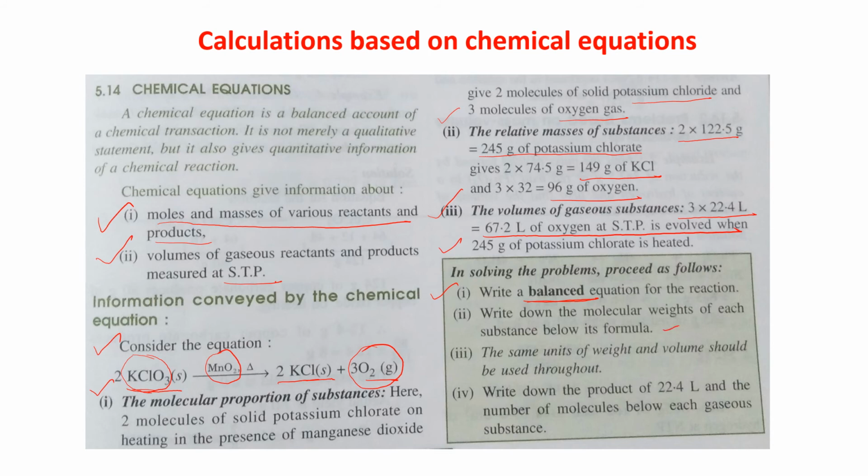Third, the same unit of weight and the volume should be used throughout. One is given in liter, another is given in centimeter cube. It is not allowed. We have to do it in one unit. You have to bring all the units, it should be same throughout. One is in gram, another is in kg, it cannot be. Next, number 4, write down the product of 22.4 liters and the number of molecules below each gaseous substance. Now let us see the numericals, how we have to solve the numerical based on chemical equations.